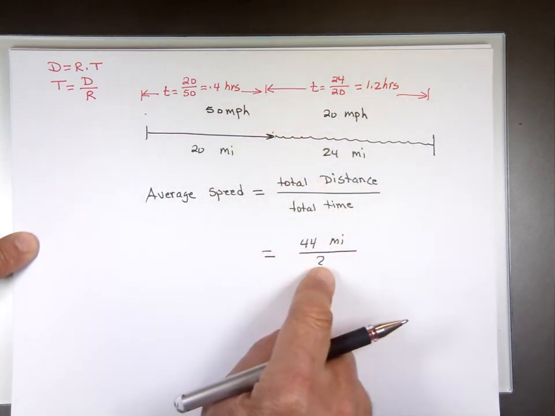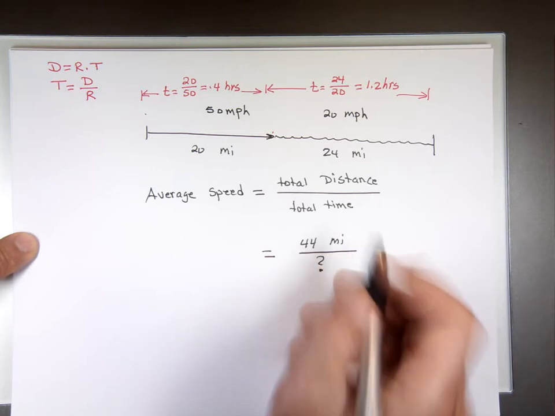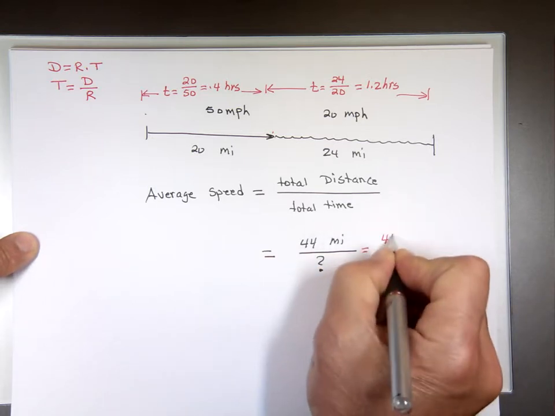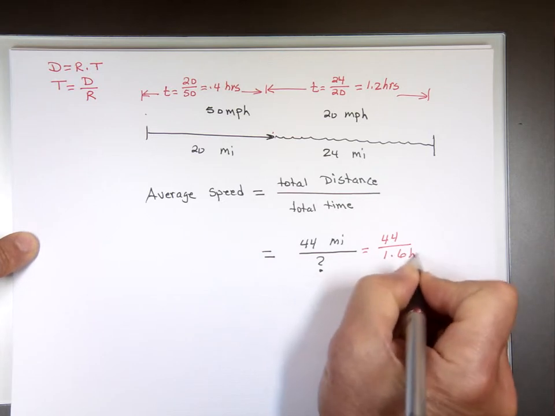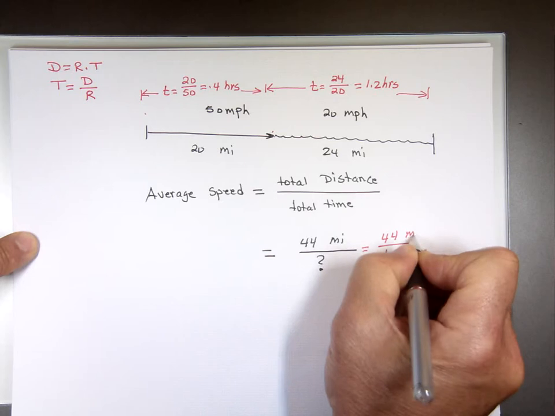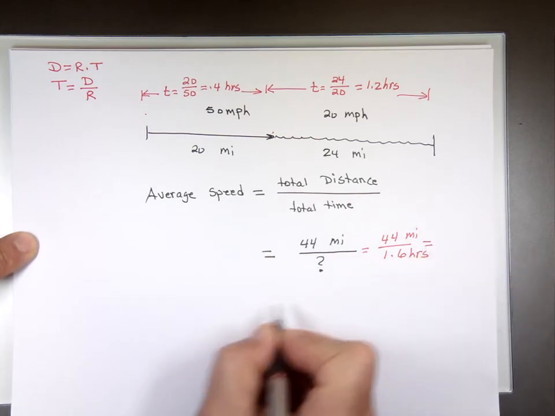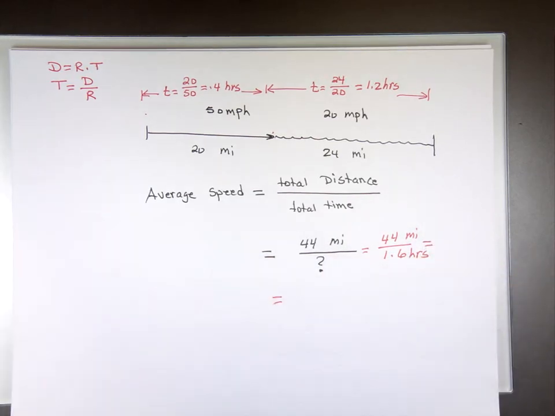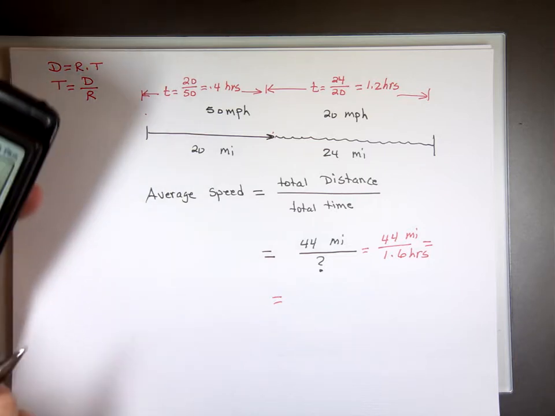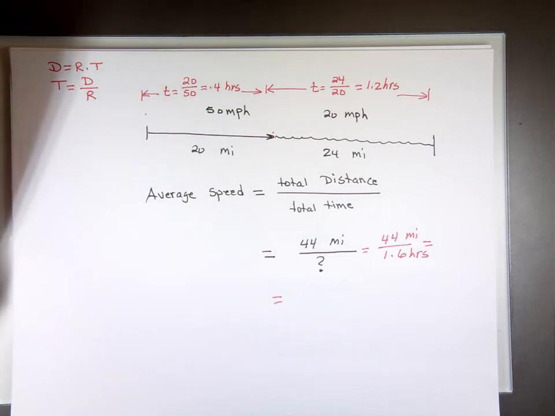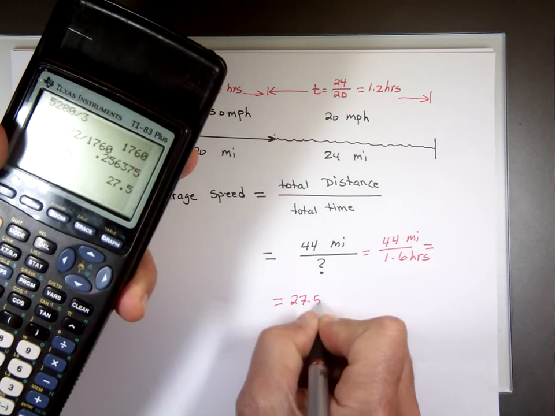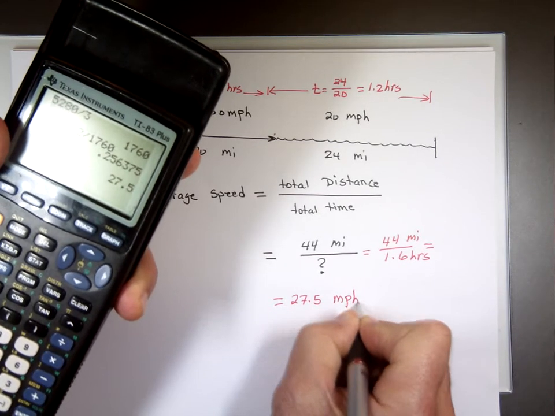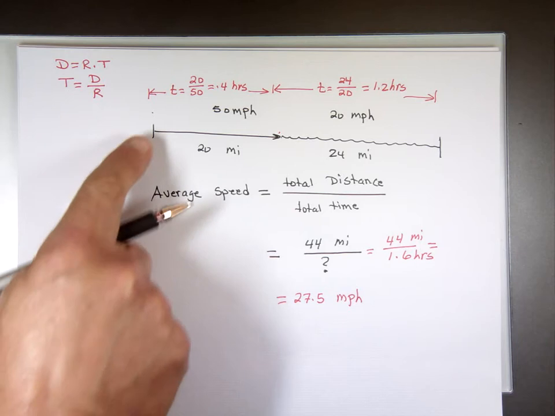So what is my total time then? It's 44 divided by what? 1.6 hours. So my average speed is 44 divided by 1.6. 27.5 miles per hour. That's how fast I was going from here to there, my average speed.